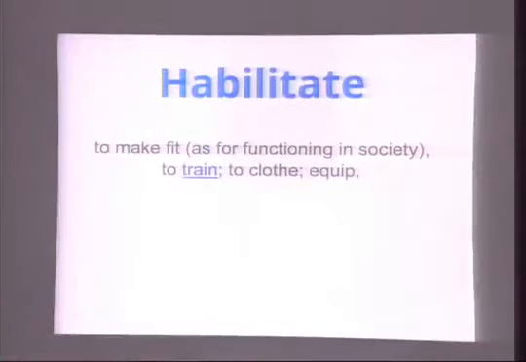What we actually want to do is eliminate, drop the re there, and habilitate people. And there is a difference between rehabilitation, if we have time, which we don't, and habilitation. And just to leave you with this definition of this word habilitate, it means to make fit as for functioning in society, to train, to clothe, or to equip. And real quick, one of the things they talk about is when you rehabilitate a person, you're renewing something that already existed. When you habilitate a person, you're giving them new skills, new knowledge, new information. Okay. And this is what we want to do.